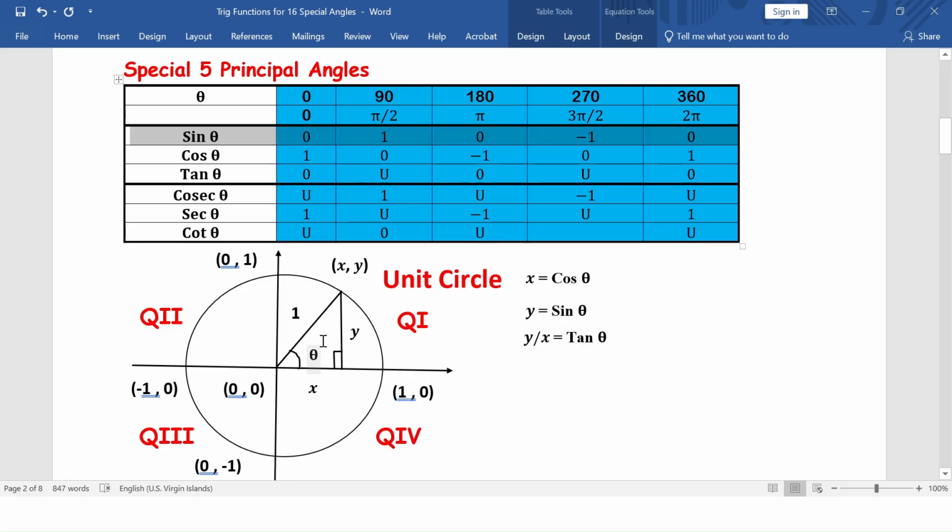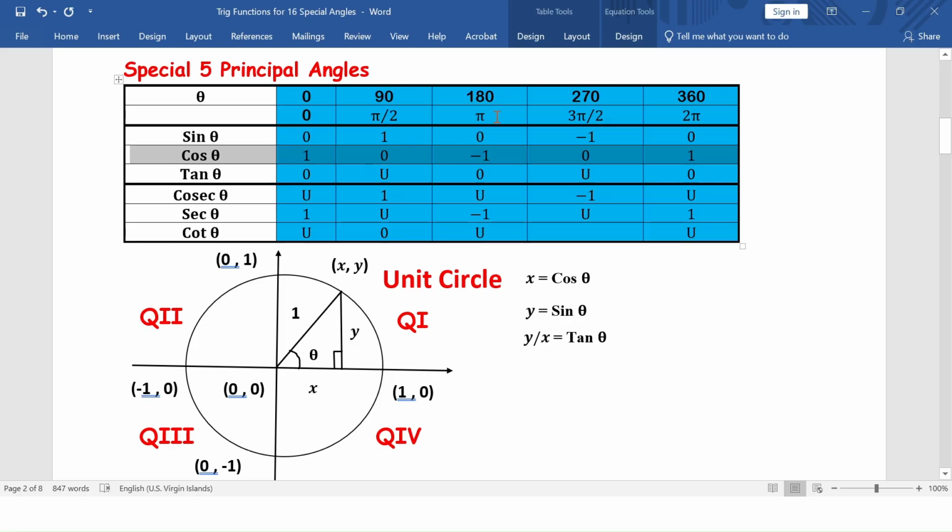Okay, so which means we have got negative 1 for 270. Then we come back 360 to be 0 again. Okay, if we want cosine, if I take the second row, that's for cosine. Then for 0, it will be 1 because cosine is x. Cosine is x, so it will be 1. And for 90, the x will be 0.